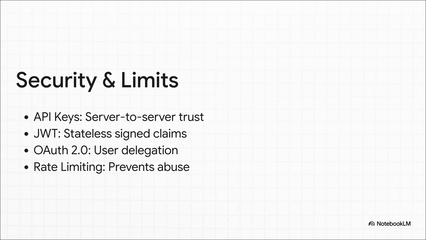Protecting that API requires solid authentication and limits. You might use API keys for simple server-to-server trust or JWTs for stateless, signed tokens. You can kind of think of those like secure digital ID cards. For user-facing delegation, OAuth 2.0 is the complete industry standard right now. And to prevent abuse, you simply must implement rate limiting, using algorithms like the token bucket, and you have to communicate those limits back to the client using standardized headers so they know exactly when they need to back off.